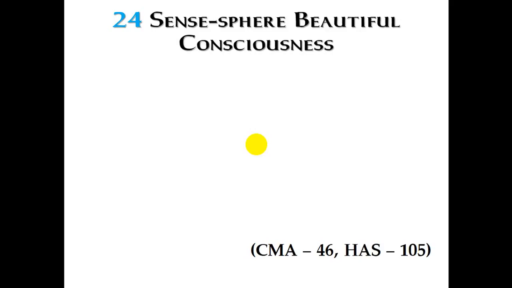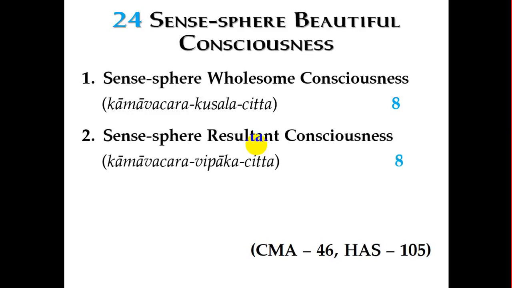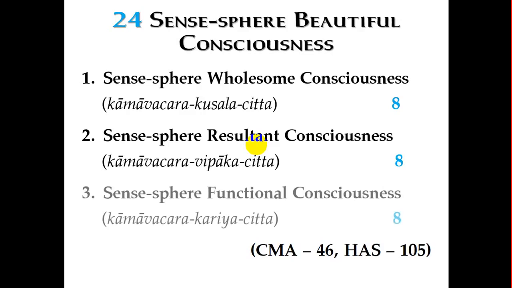24 sense sphere beautiful consciousness. Number 1, sense sphere wholesome consciousness. Here, wholesome, normally we say Mahakusala, right? Mahakusala. We have 8 sense sphere wholesome consciousness. We have 8 sense sphere resultant consciousness. We have 8 sense sphere functional consciousness.